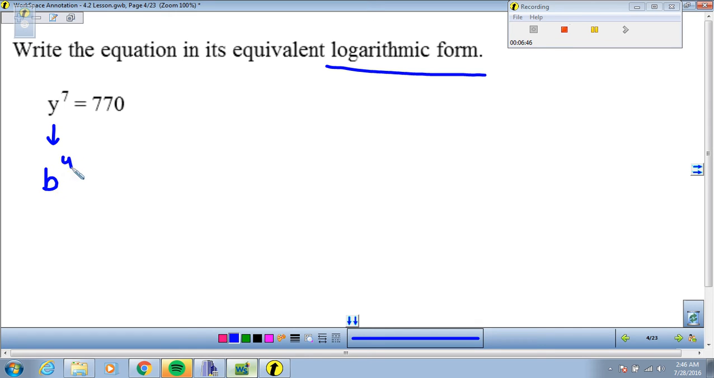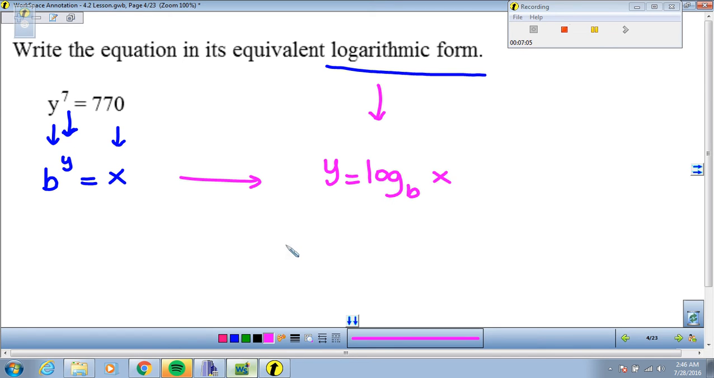b to the y equals x. So I'm putting arrows to show you that you already know what b, what y, and what x is. Now you need to rewrite this in logarithmic form. Logarithmic form is y equals log base b of x.